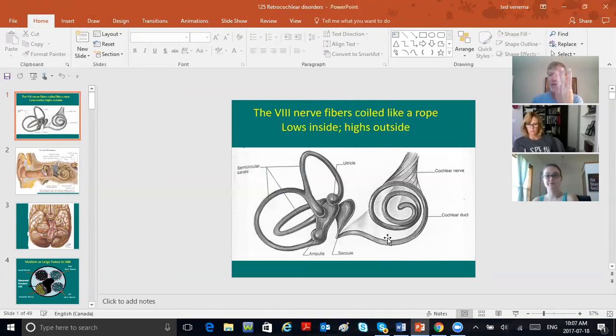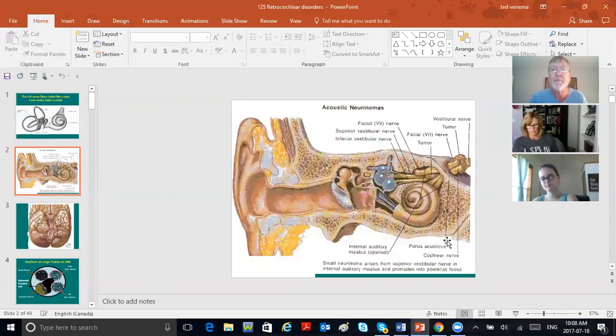How many inner hair cells do you have in each cochlea? 3,000. How many 8th nerve fibers to each inner hair cell? 10. How many fibers then do you have in the 8th nerve? 30,000. So always think of a nerve, the 8th nerve, it's a bundle. Much like a rope is comprised of many fibers. Many nerves are like that, okay? They have lots of little neuron fibers to them.